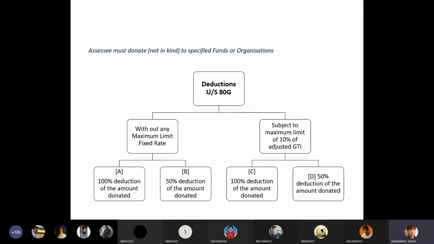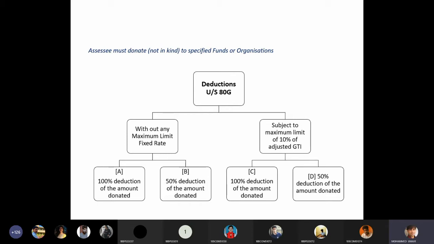In the first category, deduction is 100% of whatever you're contributing. In the second category, deduction is only to an extent of 50% of what you have contributed. For example, if I contribute 10 crore rupees to Prime Minister's Earthquake Relief Fund, I get 100% deduction of whatever amount I have contributed. But if this donation belongs to category B, then I get to claim only 50% of what I have donated. So that's the difference between 100% of the amount donated and 50% deduction of the amount donated.